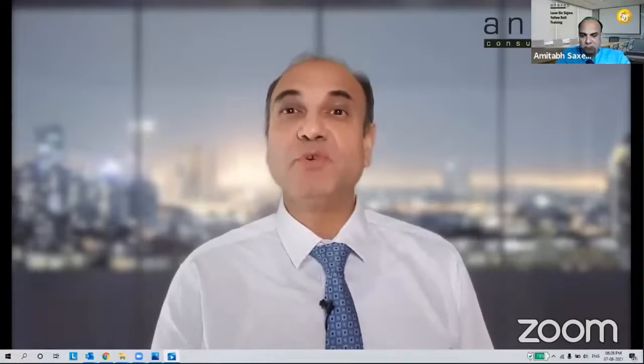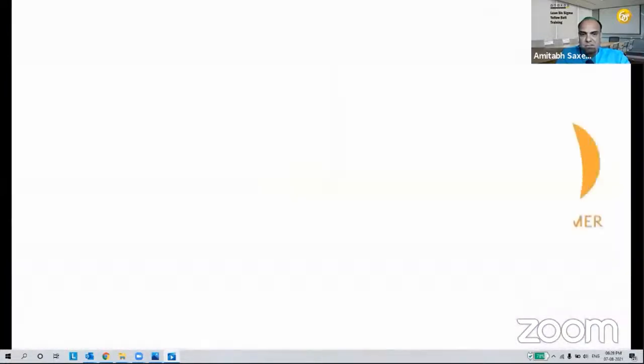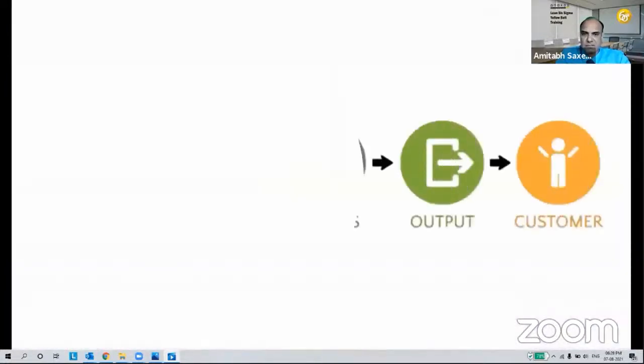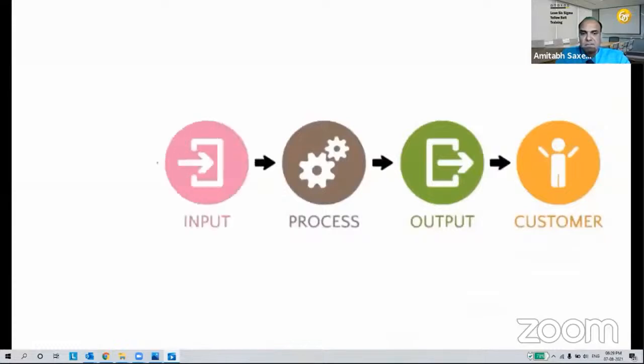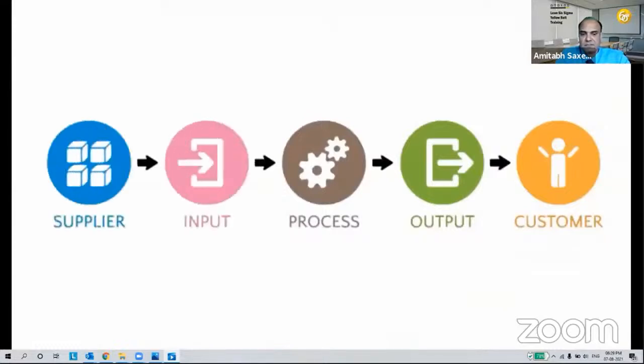To make a CPHQ, we move from right to left. That means we start by identifying the customers, then the output, then process steps, and the inputs and the suppliers. CPHQ helps us to identify the inputs or the X factors which are influencing our output, that is the Y. Because Y is a function of X, CPHQ is the starting point of using the statistical methods.